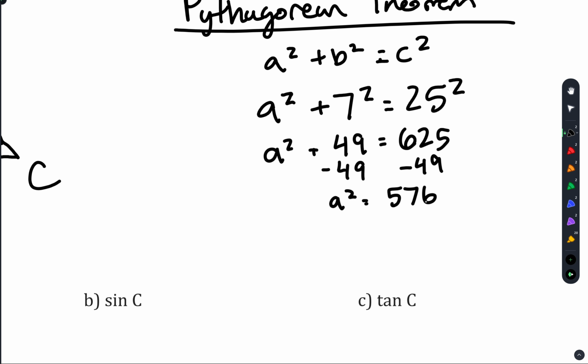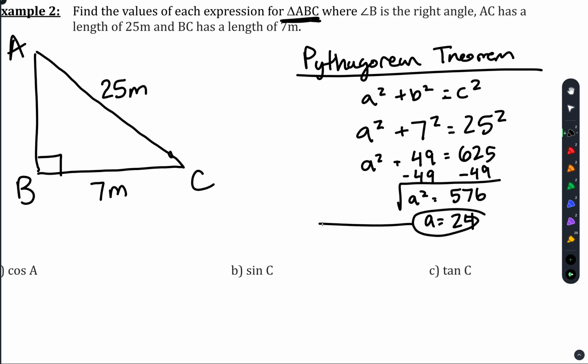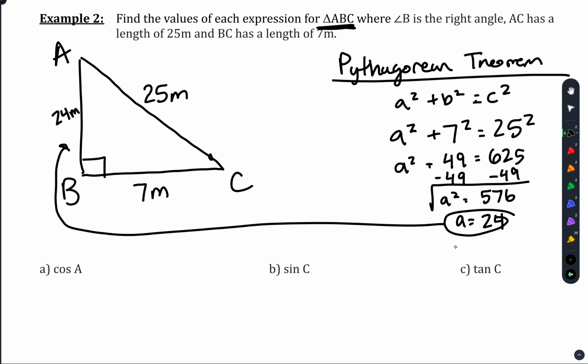Remember how I solve this? Now that I have a by itself, I got to square root both sides to get rid of that square. What's the square root of 576? Beautiful. So now I can label this 24 right in here. That's 24 meters. Okay, good. Now I've got my whole triangle labeled, so now we can set up some trig ratios.